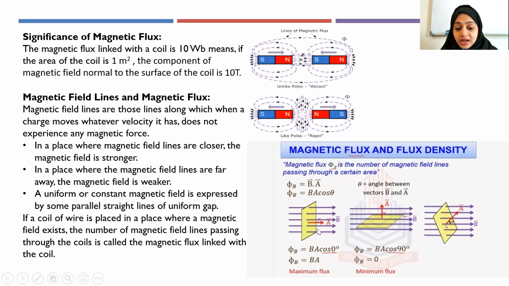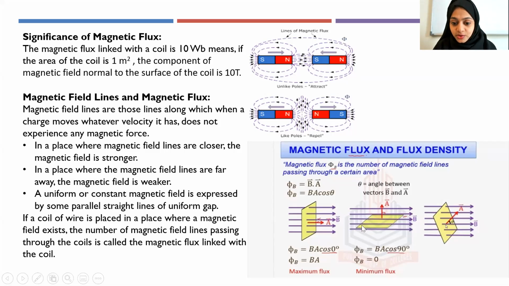Here, how many field lines are passing through the coil? 1, 2, 3, 4, 5. All the field lines are passing through the coil. Can you see here? Yes, we can see. So that is maximum flux. Flux means the total number of field lines passing through the coil. If the flux is high, we will represent more field lines. Here you can see the flux is more because there are more field lines. Here the flux is less. Why? There are fewer field lines.